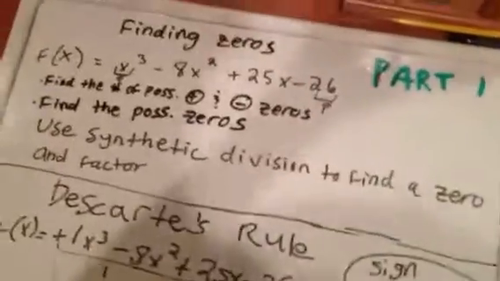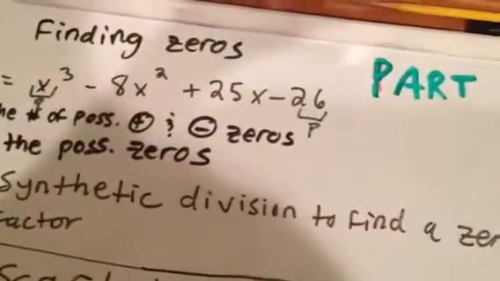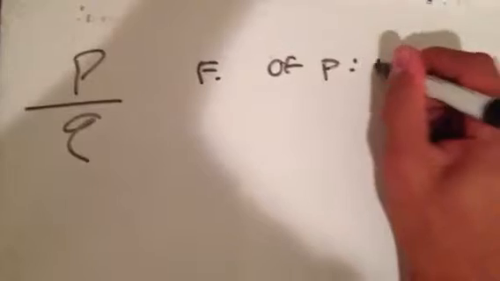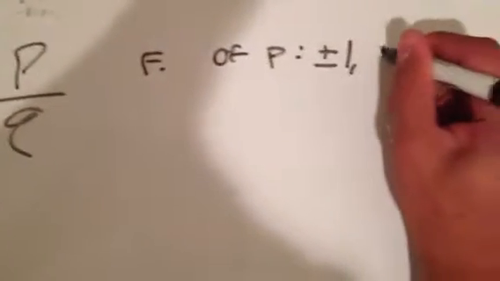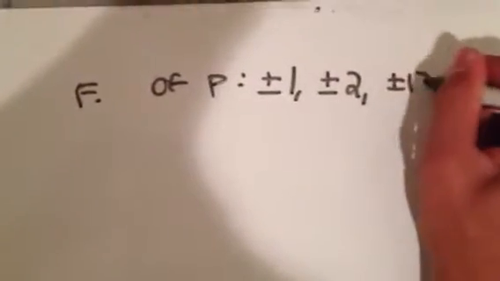So now, like I just said, we are going to find the factors of P and Q. So let's come over here. So factors of P. What's our value? Negative 26. Now when we list the factors, make sure you include plus or minus. That's important. So what are the factors of 26? Plus or minus 1, plus or minus 2, plus or minus 13, and plus or minus 26.